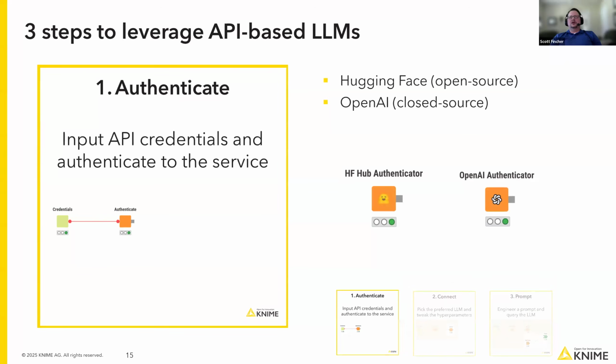So authentication, I mentioned Hugging Face is open source and OpenAI is closed source. Both have these authenticators that you just provide your token, in the case of OpenAI, as a flow variable. And I'll show you exactly how we do that here in a minute.